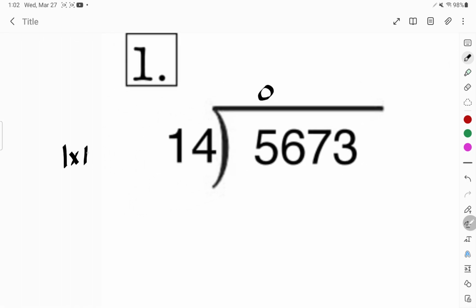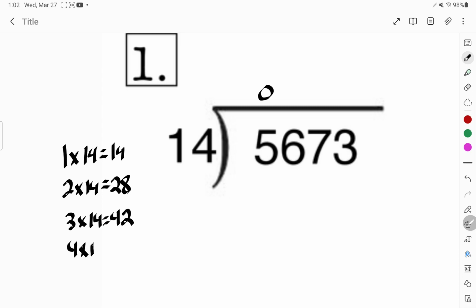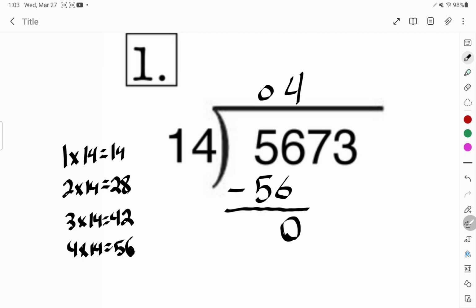1 times 14 is equal to 14. 2 times 14 is equal to 28. 3 times 14 is equal to 42. And 4 times 14 is equal to 56. Okay, so we have 56, right? So that means that 4 14s fit into 56. And I'm going to be putting the number 56 right here, and we subtract them. So it's going to be 56 minus 56, which in this case is going to give us 0.